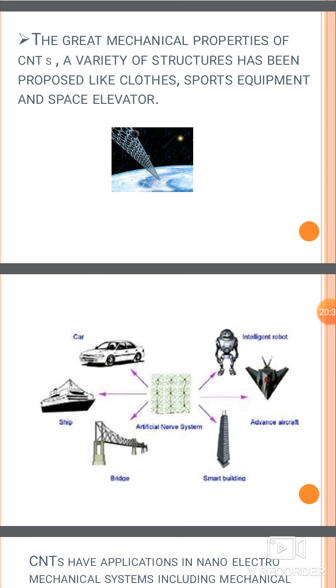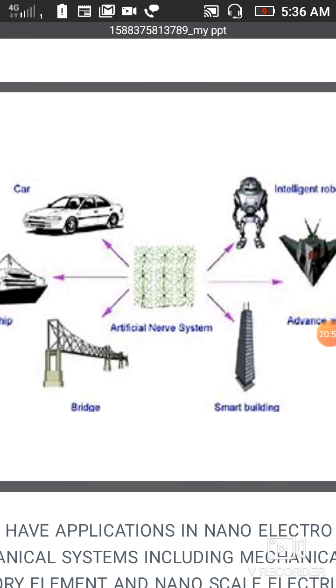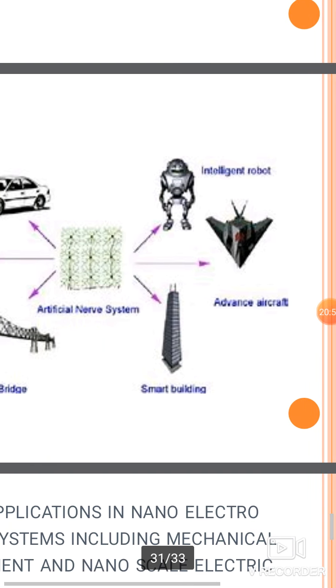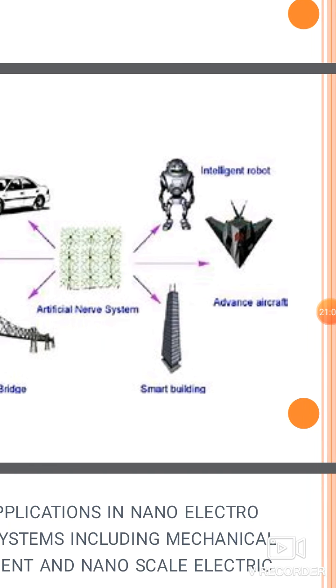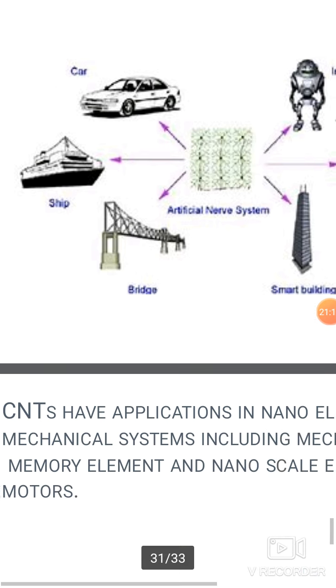Given the great mechanical properties of CNTs, a variety of structures has been proposed, like clothes, sports equipment, and the space elevator. Here is the space elevator diagram, and this is an artificial nerve system. By carbon nanotubes only we can make intelligent robots, advanced aircraft, and small buildings. And this is a bridge, ship, already we discussed in this same slide. Ship means nano coating, and then car.